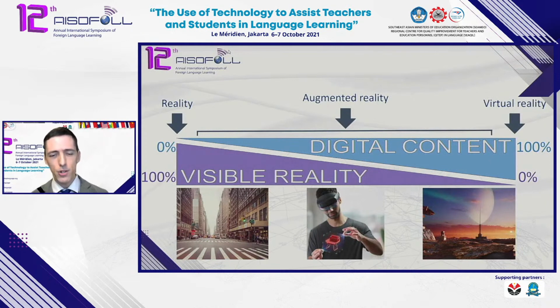And the more digital content you add, the closer and closer you get to virtual reality. Virtual reality being when your entire vision has been completely occupied by digital content. And you can see a little example there, regular old reality, mixed reality with augmented reality, and then virtual reality on the right, where we're not even able to see the real world anymore. So I'll give you some examples here.